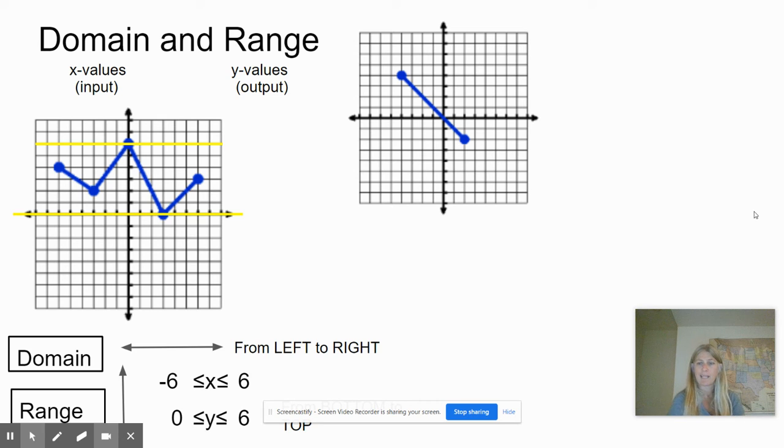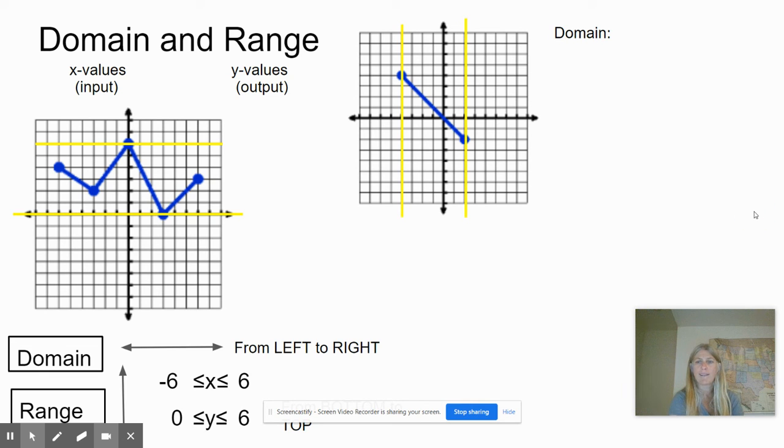As you can tell, this is a line segment, and there's a couple things that we want to notice. First of all, we see closed dots. So we know that all of these are going to be less than or equal to's. So we're going to go ahead and start with our domain. So once again, we're looking from left to right.